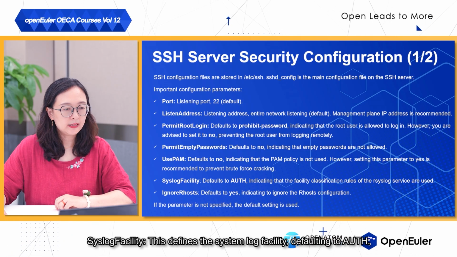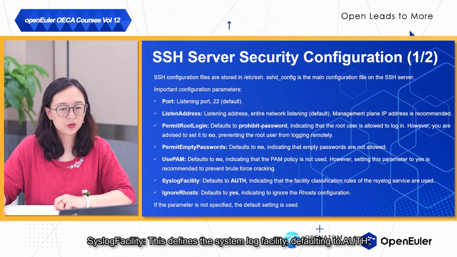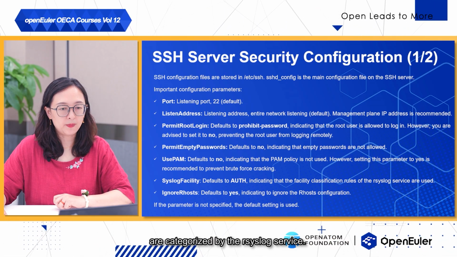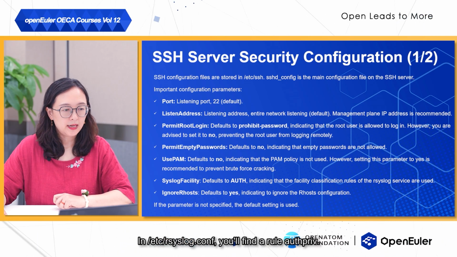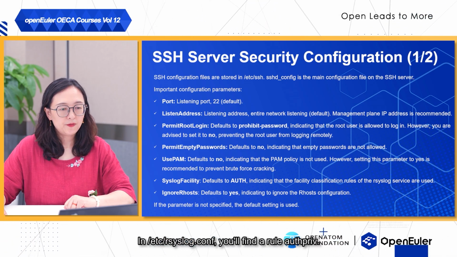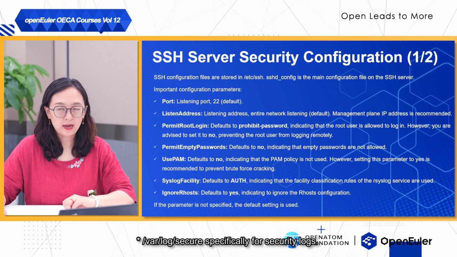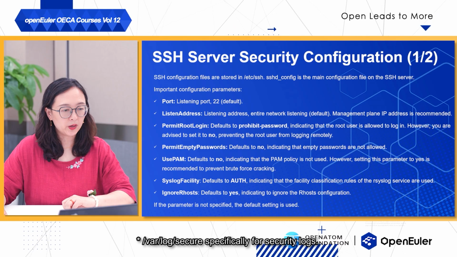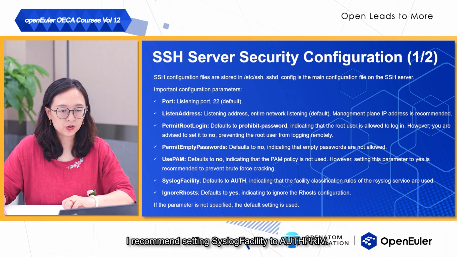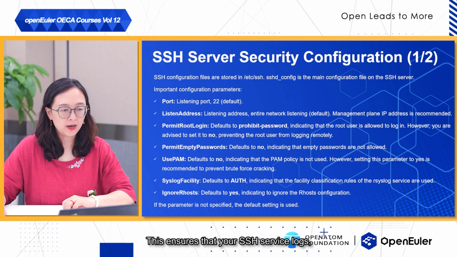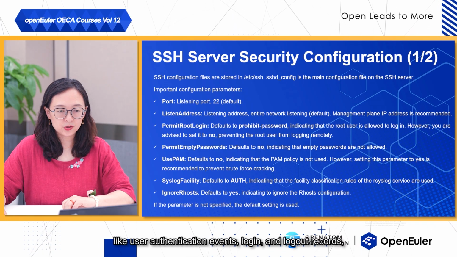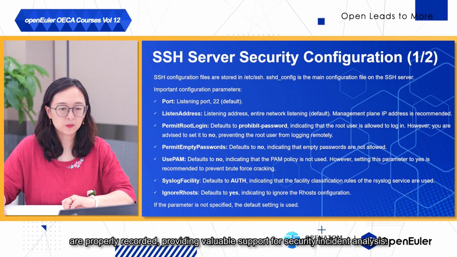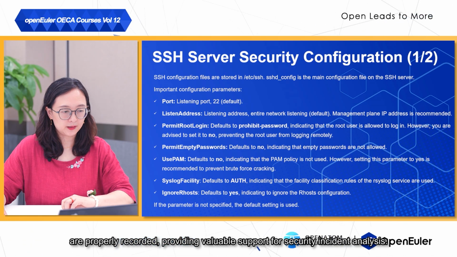SyslogFacility. This defines the system log facility, defaulting to AUTH. This setting determines how your SSH logs are categorized by the rsyslog service. In /etc/rsyslog.conf, you will find the rule authpriv.* /var/log/secure, specifically for security logs. I recommend setting SyslogFacility to AUTHPRIV. This ensures that your SSH service logs, like user authentication events, login, and logout records, are properly recorded, providing valuable support for security incident analysis.